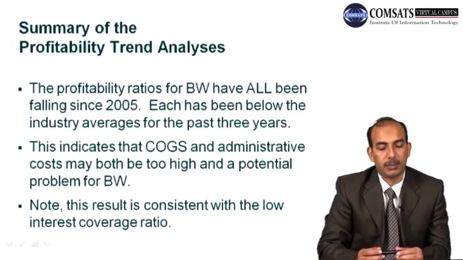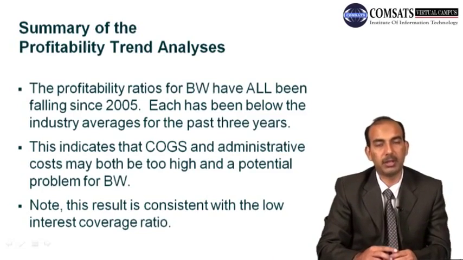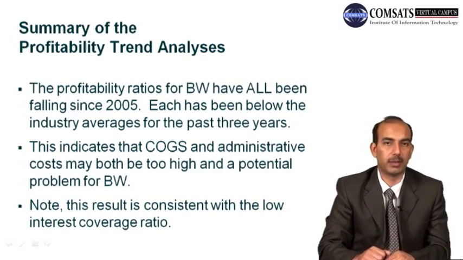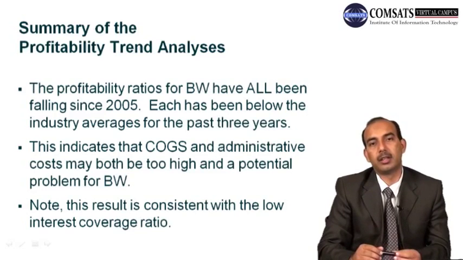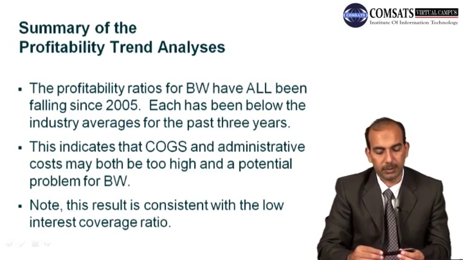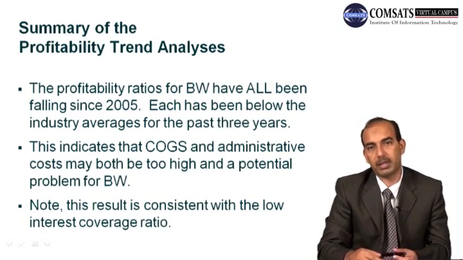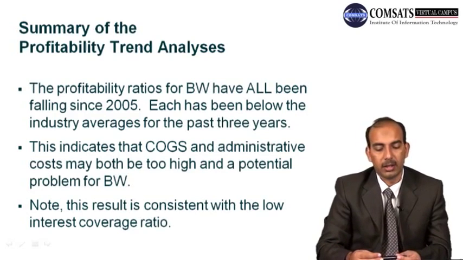And then the summary of the profitability trend analysis, what we discussed earlier, will be something like this. The profitability ratios for the basket vendors have all been falling since 2005. As we saw in all our slides, it is falling over the whole period starting from 2005, 2006, and 2007. Each has been below the industry average for the past 3 years.